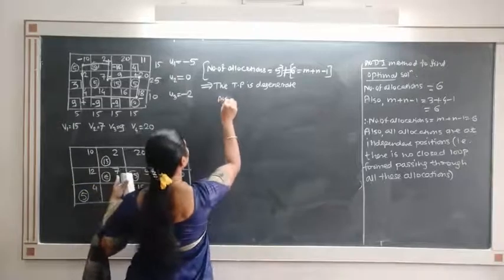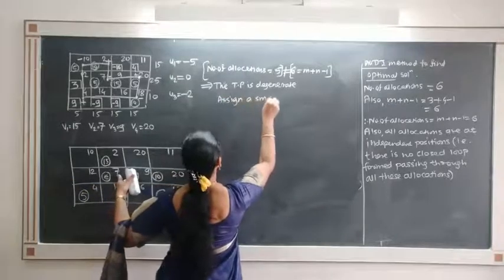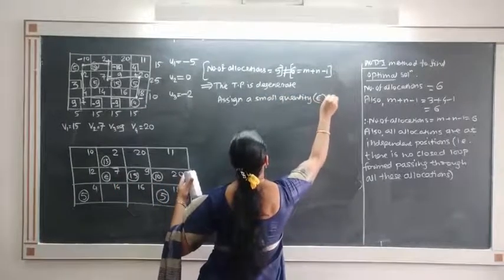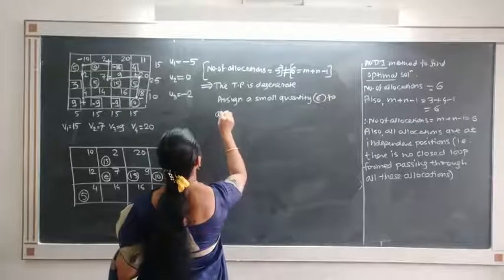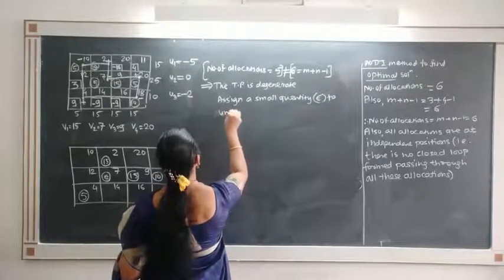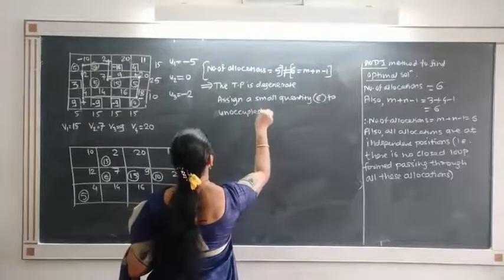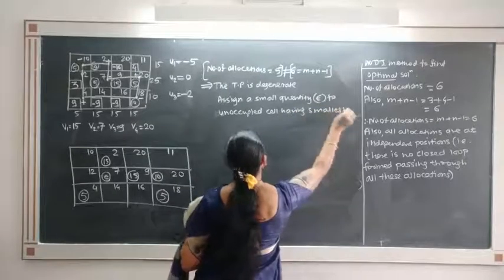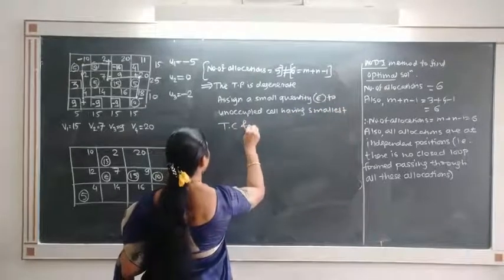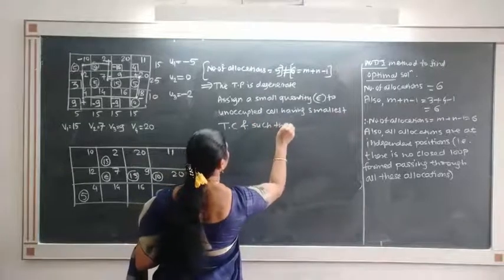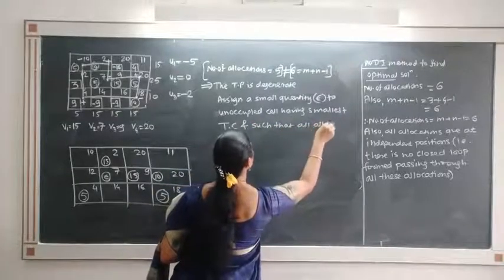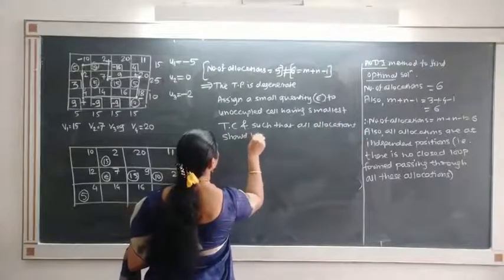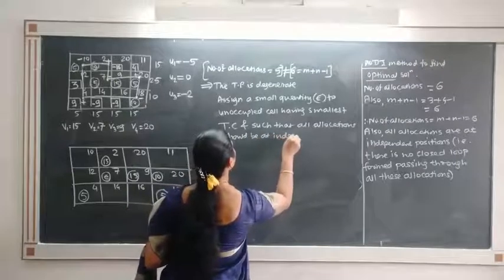So we assign a small quantity epsilon to the unoccupied cell having the smallest transportation cost and such that all the allocations should be at independent positions.